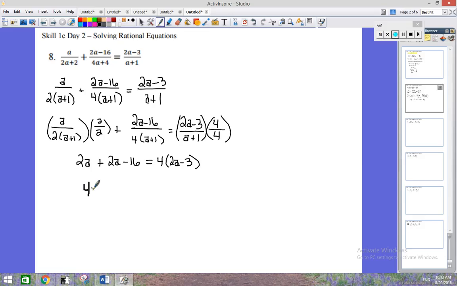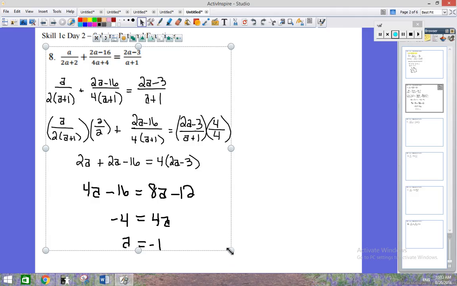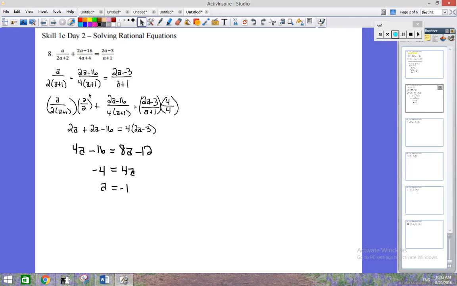2a plus 2a is 4a. Let's distribute the 4. Let's collect the a's on the left hand side. Let's add 12. And a solution to this equation is a equals negative 1. Now, when we go to plug that into the original equation, you can see when you plug it in that 2 times a negative 1 is negative 2, and negative 2 plus 2 gives us a 0 in the denominator. So we know that this is an extraneous solution.